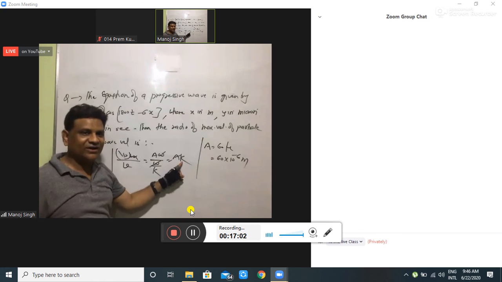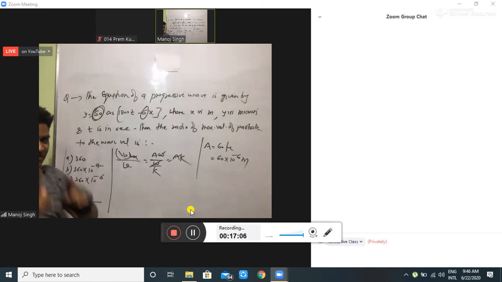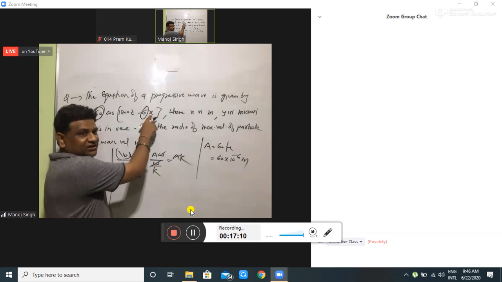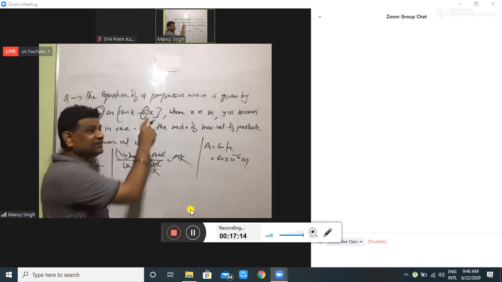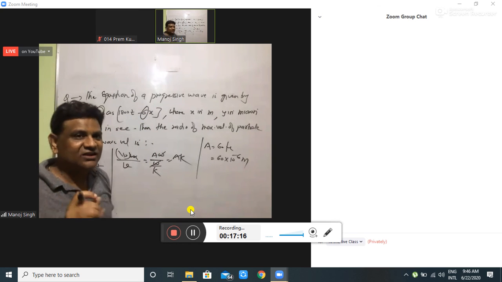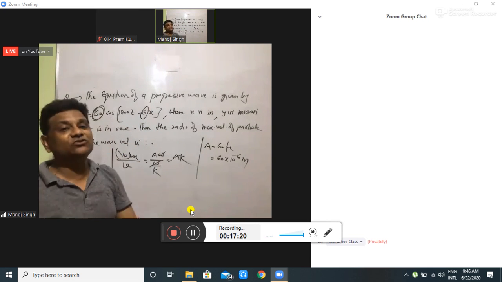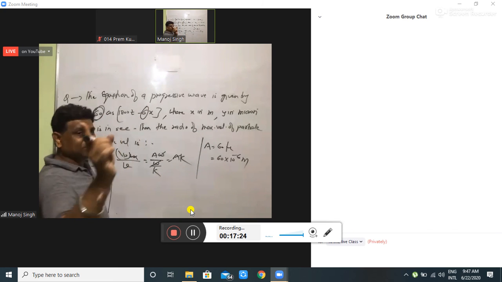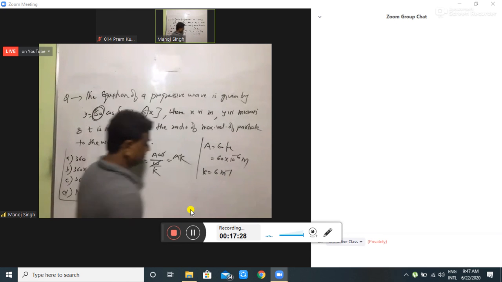The next part required is k, the wave number. The wave number is equal to 6, and x is clearly given in meters, so the unit is radian per meter, or per meter. Radian is a supplementary unit, so we can eliminate it. So k is equal to 6 per meter.